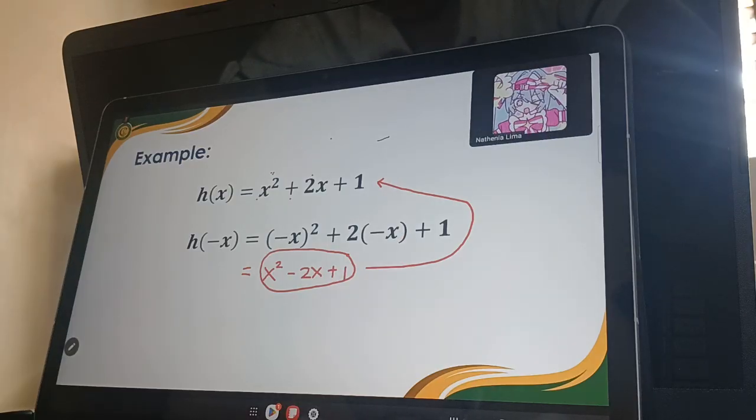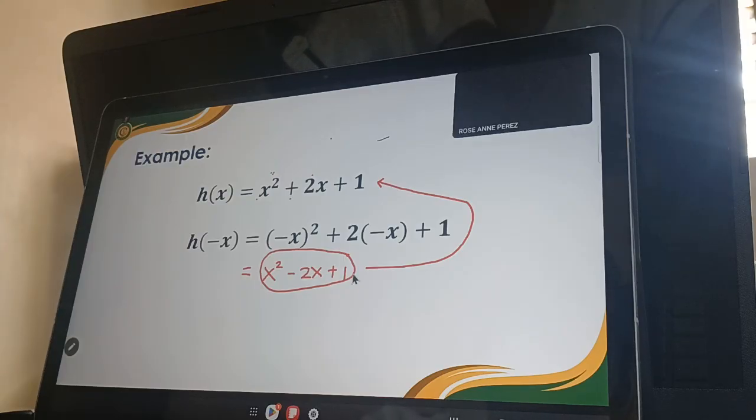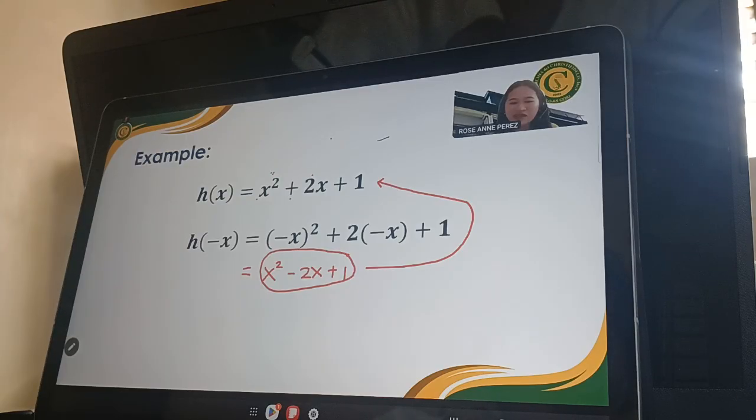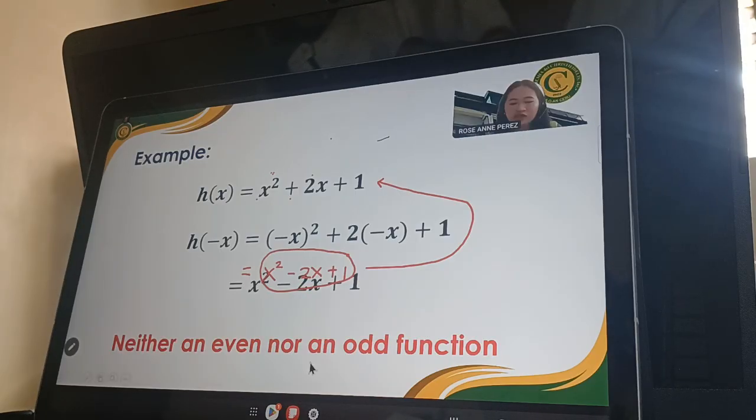Neither. Neither odd nor even. Very good. So, it's neither an even nor an odd function. Or put it this way, neither an odd nor an even function.